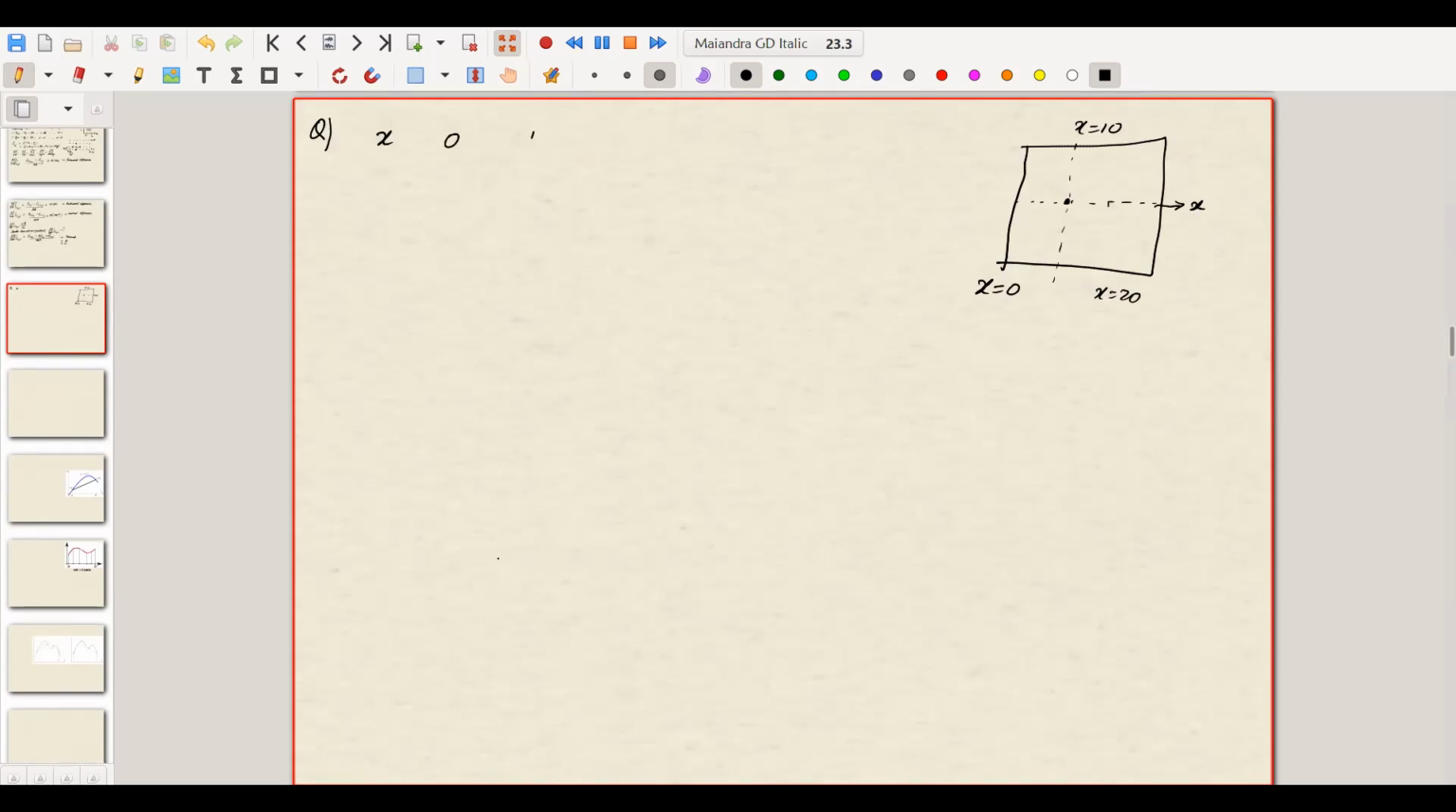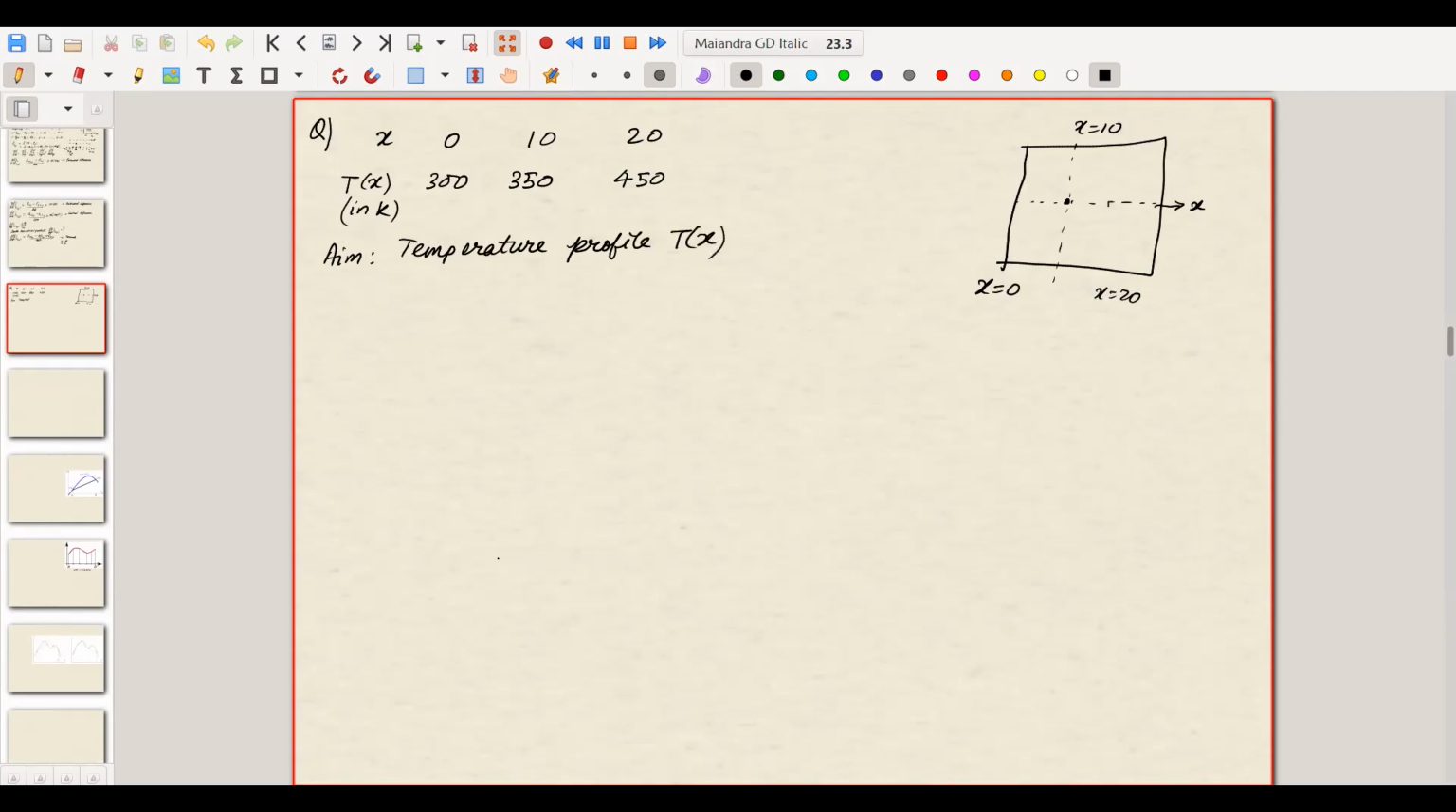Say at x equals 0, 10, and 20, I have the data. What is the data? That is T of x, that is T in Kelvin. It is 350 and 450. This is the data set. Now our goal is to find the temperature profile, T of x.